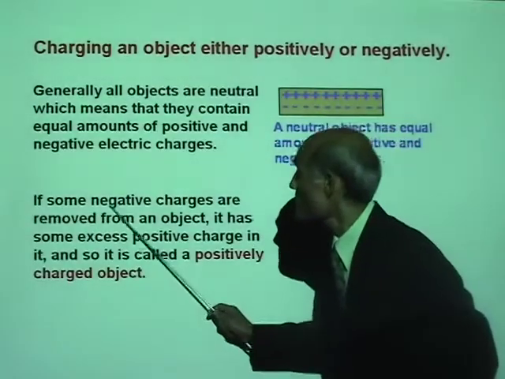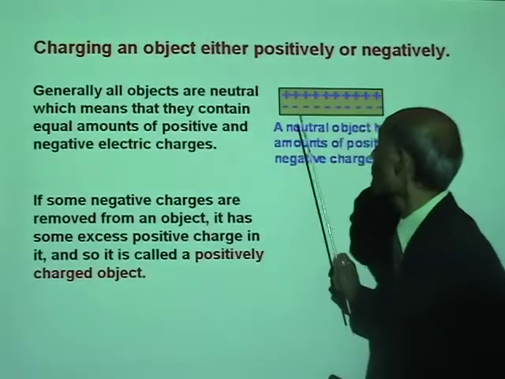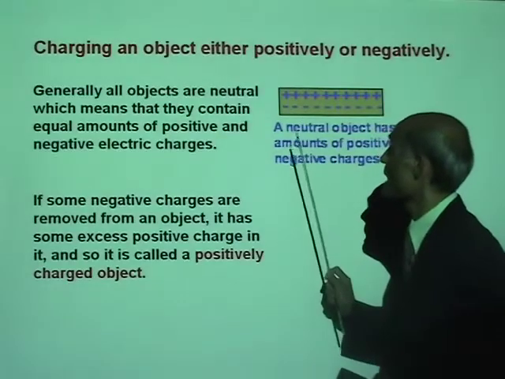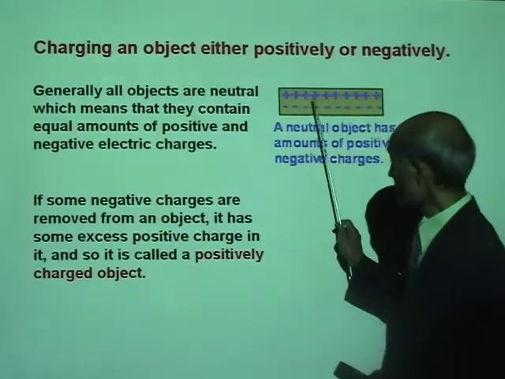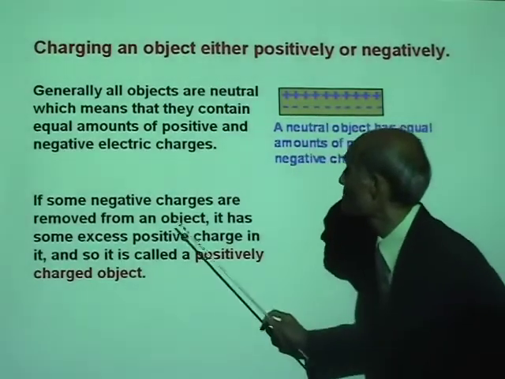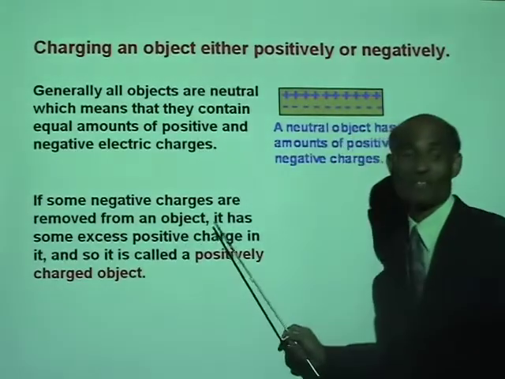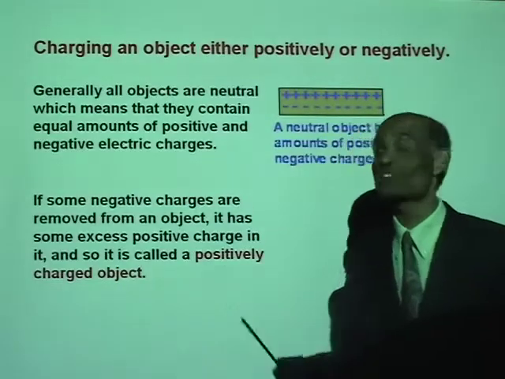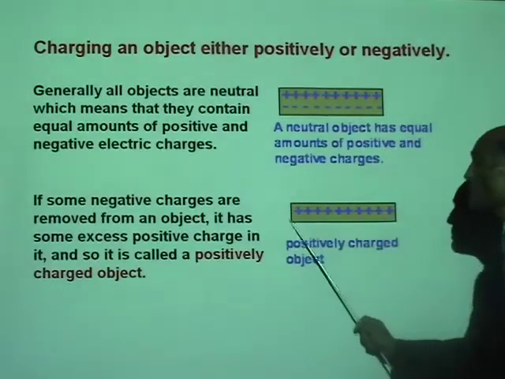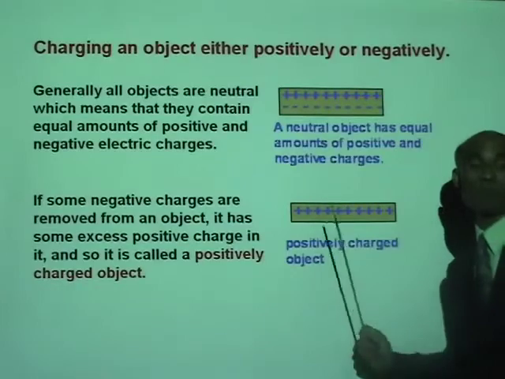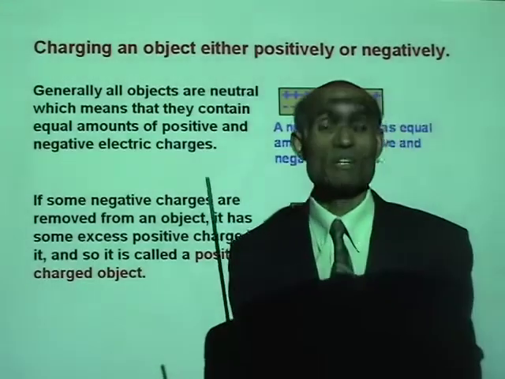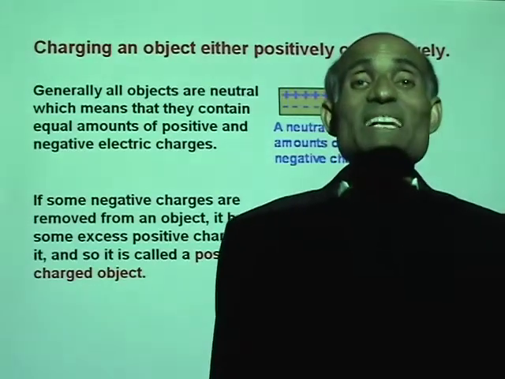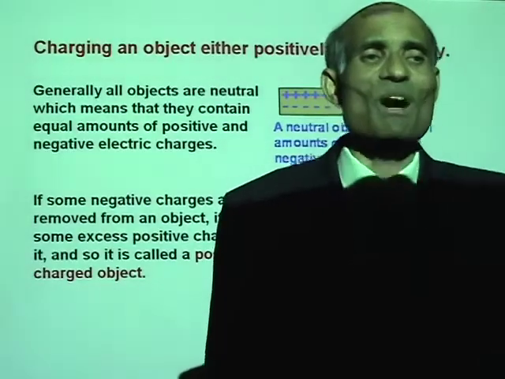Now, if some negative charges are removed from an object, if you can remove some negative charges from here, then this object will have some excess positive charge. We will call that object a positively charged object. And this is how I'm going to represent a positively charged object. You see, a positively charged object is an object that contains an excess amount of positive charges.